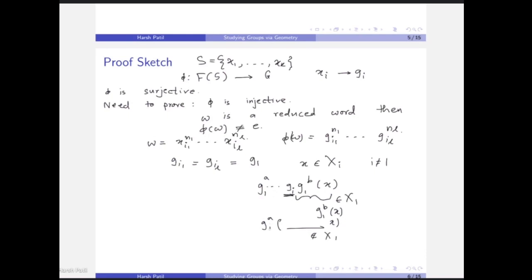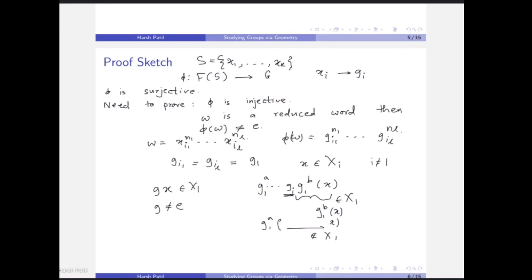But then g1 to the power a will again map it to x1. So we started out with something which did not belong to x1, and we showed that after acting on it by the group element, gx belongs to x1. So g cannot be equal to the identity because it acts non-trivially on a certain element.